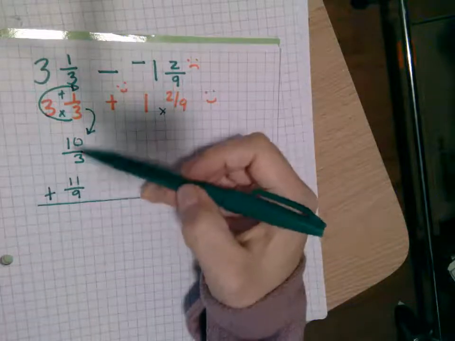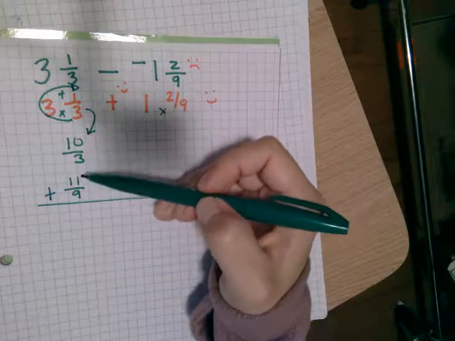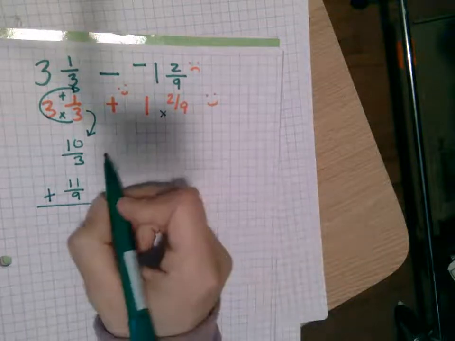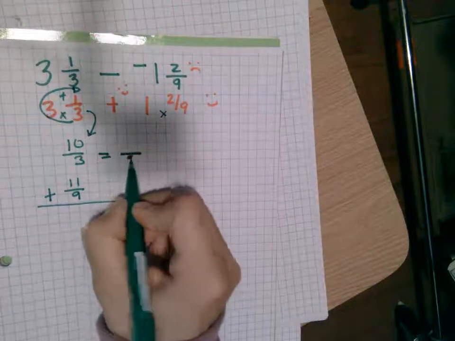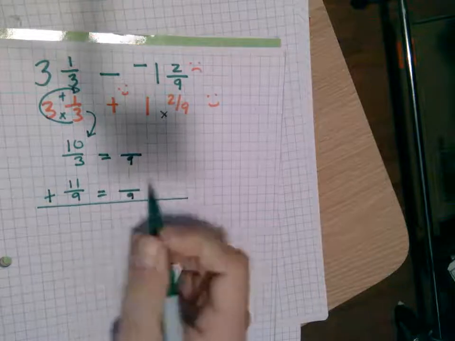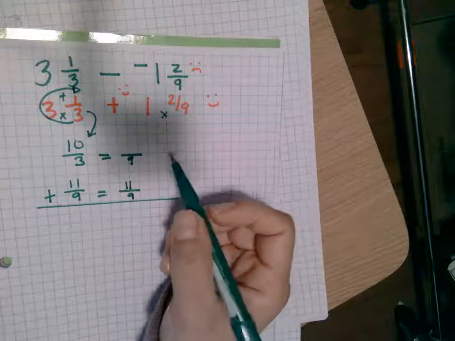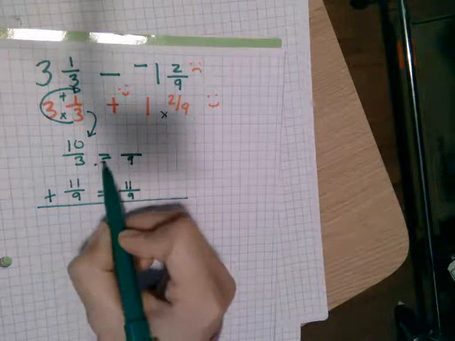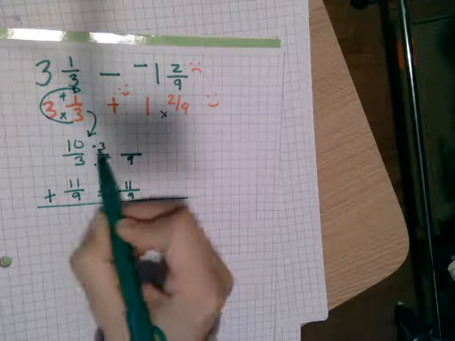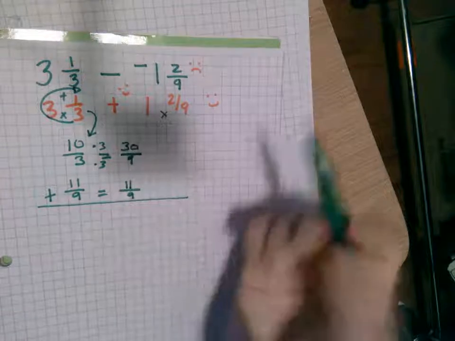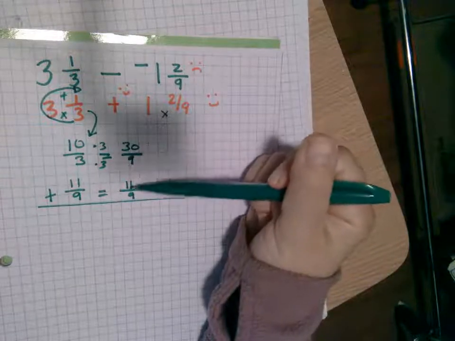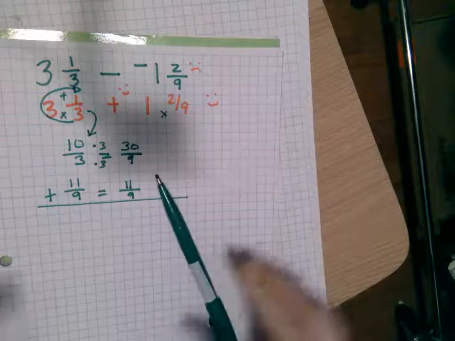Okay. Now you see that there's no negatives. Yay, no negatives. We're good. This one's an easy one. Then I'm going to turn this one into a common denominator of 9 because my denominators have to match. Then I realized, okay, 3 times 3 is 9, so I have to multiply the top by 3. That gives me 30. So now I have brand new fractions. Yay, brand new fractions.